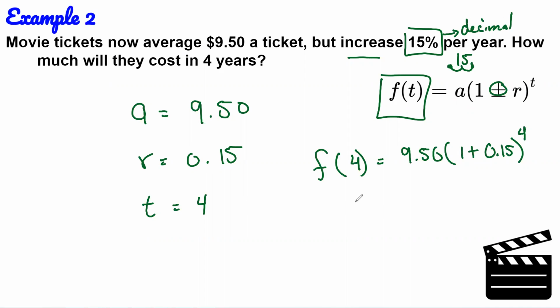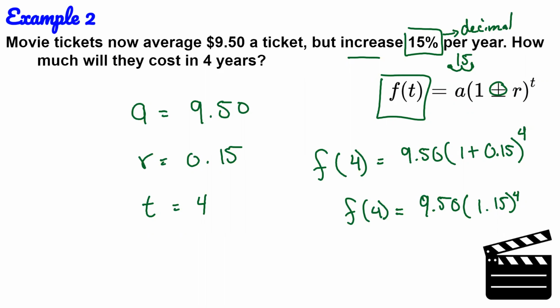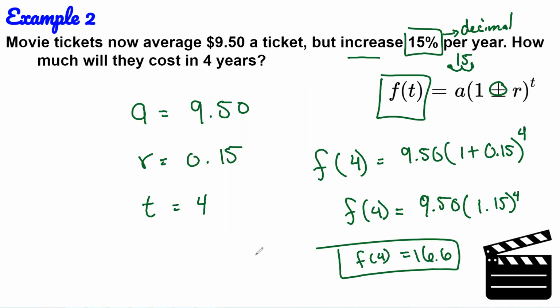All right, now let's go ahead and figure out what our F of 4 is. At 4 years, we have 9.50 times 1.15 to the power of 4. What do we get here? 16.6. Yeah, so our F of 4 after 4 years would be 16.6. Raise your hand if you got that, guys, and you have your beautiful calculators, and that is correct. All right, not too bad, huh?